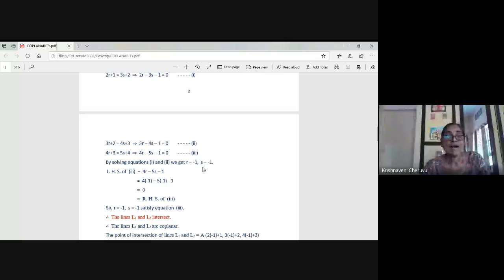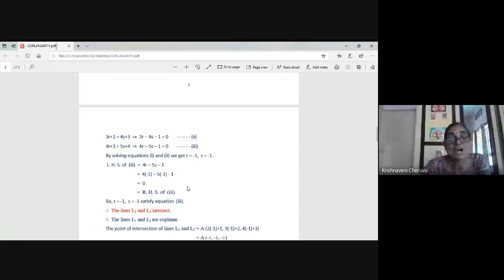Here, the R value and S value obtained from the two equations 1 and 2 satisfy the third equation. Therefore, the lines are intersecting. And once the lines are intersecting, they must be coplanar, as I discussed in the beginning. Okay, so once they are intersecting, it means they are coplanar, girls. But if they are coplanar, they may intersect, or may not intersect. Here we are able to find that they are intersecting. That is why you can confirm that they are coplanar.